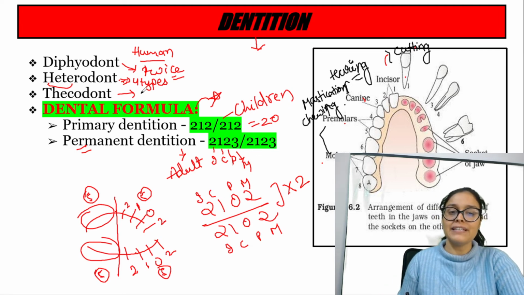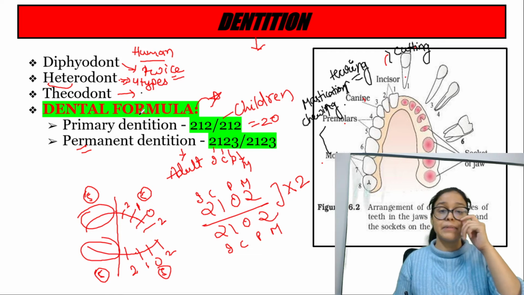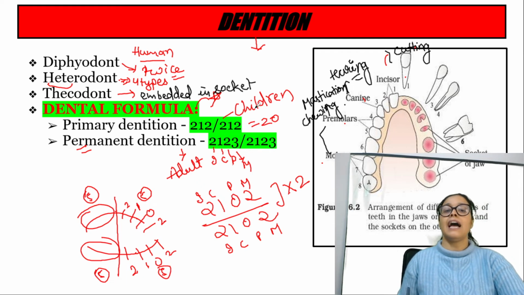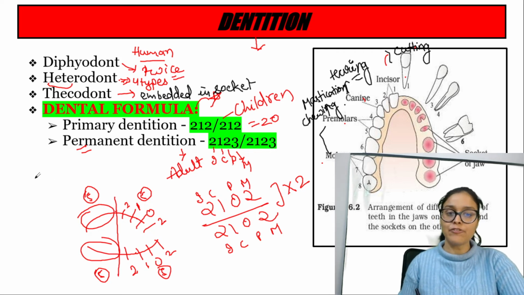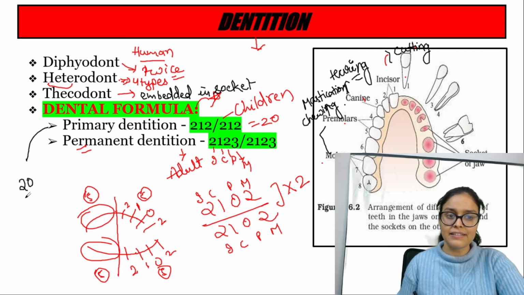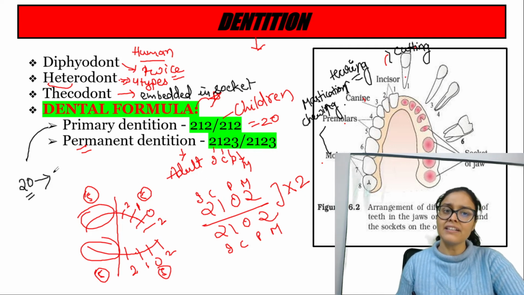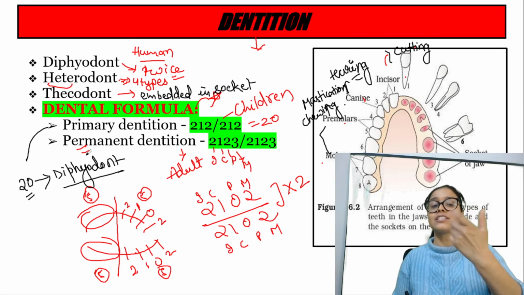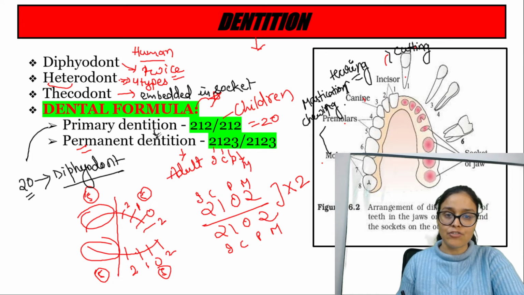Thecodont means obviously our teeth are basically embedded in the socket very tightly. So teeth embedded in socket, that is thecodont. So this is our teeth. Out of all the teeth, children have 20 teeth, and these are replaced in adults. So 20 teeth are diphyodont. Diphyodont means grow twice, so the 20 teeth grow 2 times. So 20 teeth in children are replaced in adults.